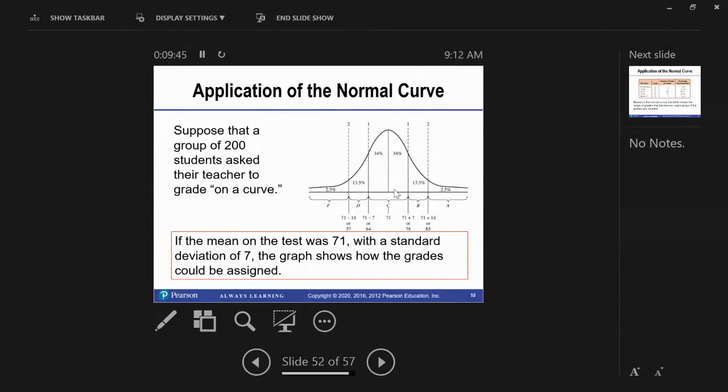So 68% of the people should be making a C. 13.5% of people make a B. Only 2.5% of people make an A.